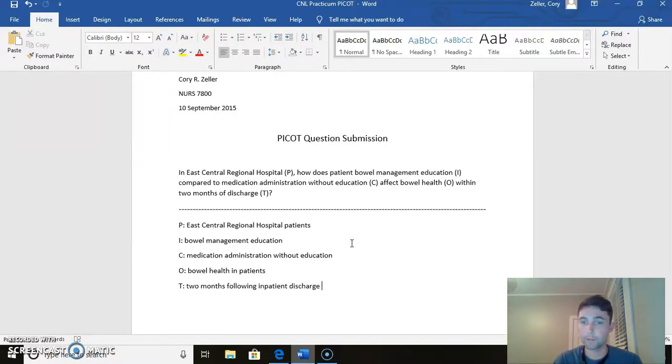So this is how I did mine. Very simple, wrote it out in paragraph form. Then I went and I identified each part of my PICO question just to make sure that I had a firm understanding of what I was going to be researching. So please do this and include this in your outcome assessment.